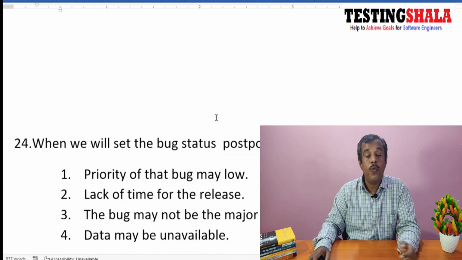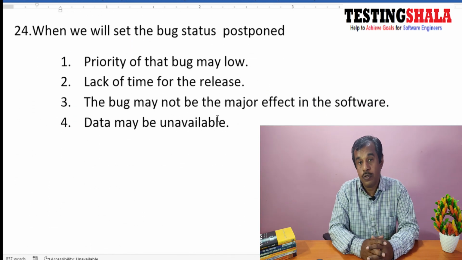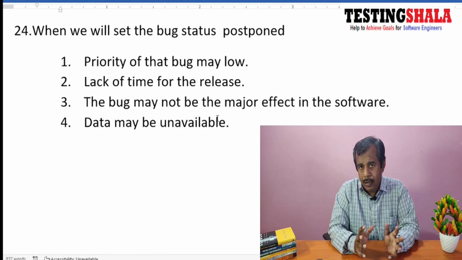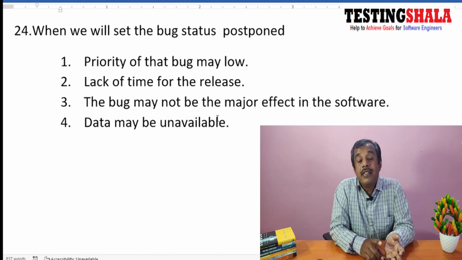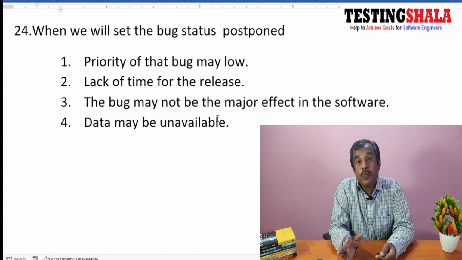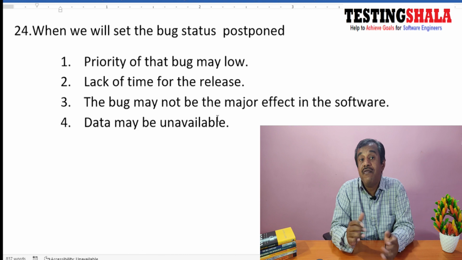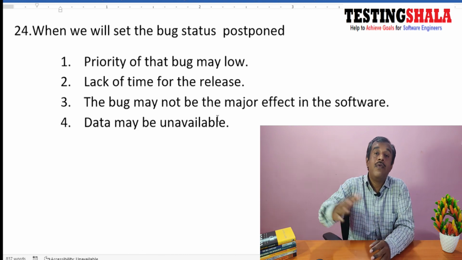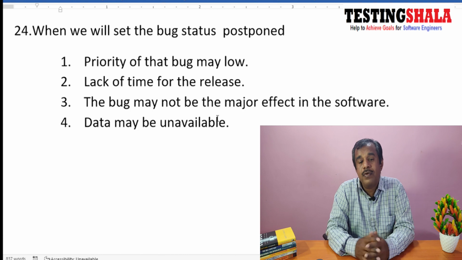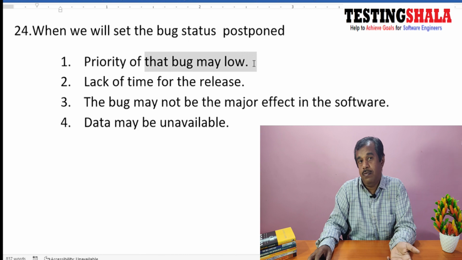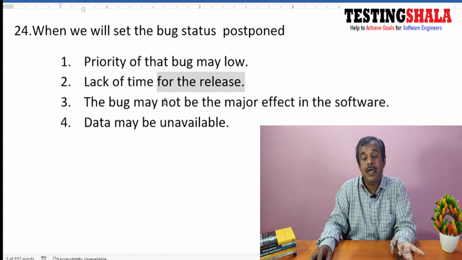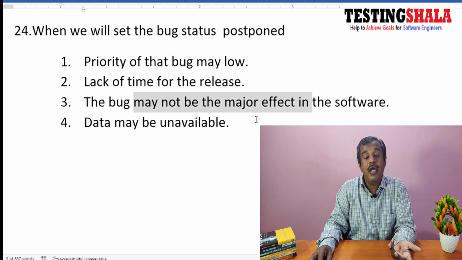Then the 24th question is: when will we set the bug status as postponed? This is a very practical and tricky question which you should answer. Postponed means we will be postponing that defect to future releases. We won't be fixing it in the current release, but we will fix it in the next release. What are the reasons for it? The priority of the bug may be low, maybe that is the right answer. Lack of time for the release, the bug may not be a major effect in the software, data may be unavailable.